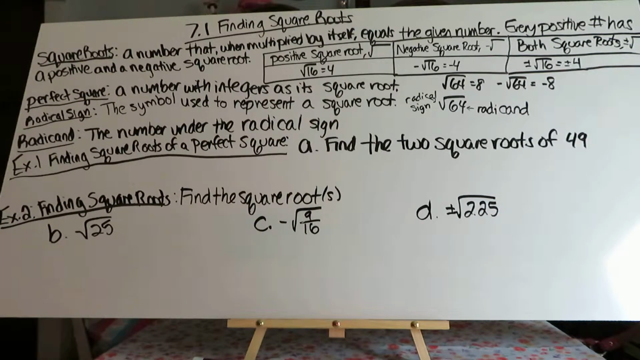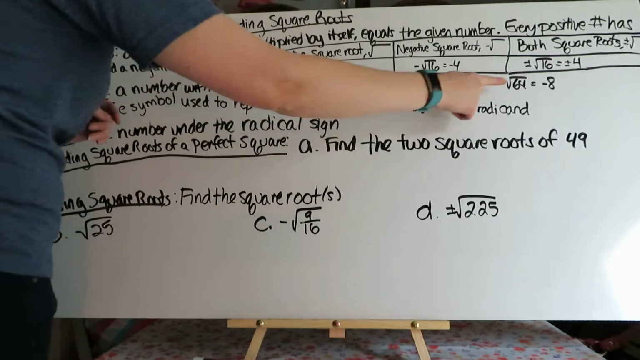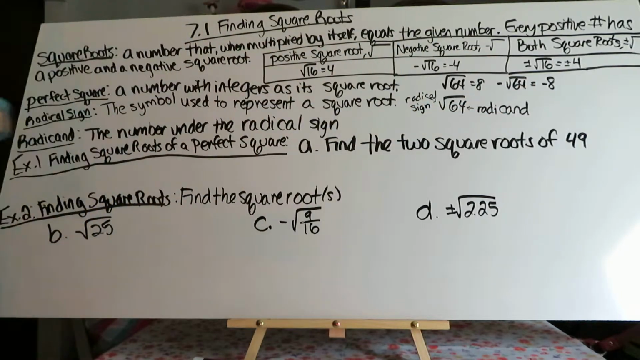Perfect square: a number with integers as its square root. So the square root of 64 is 8. The negative square root of 64 is negative 8.